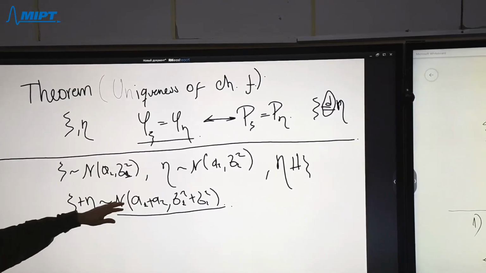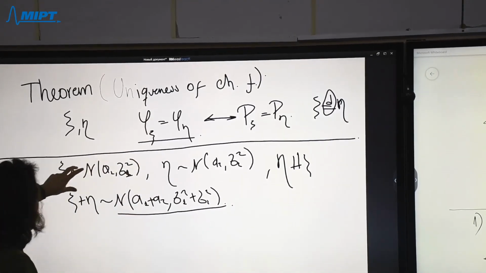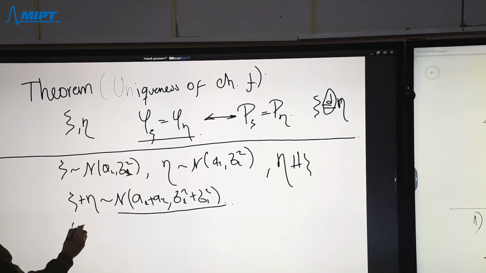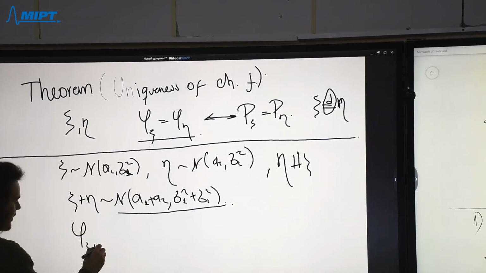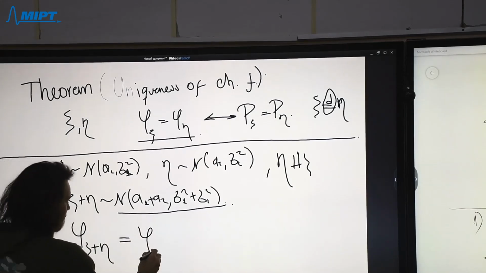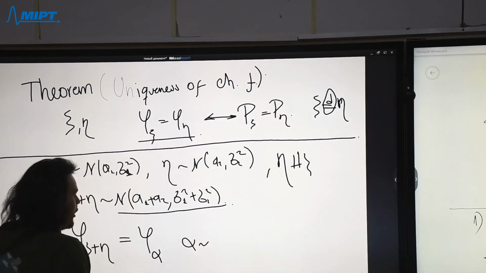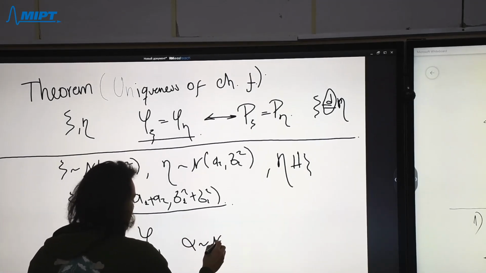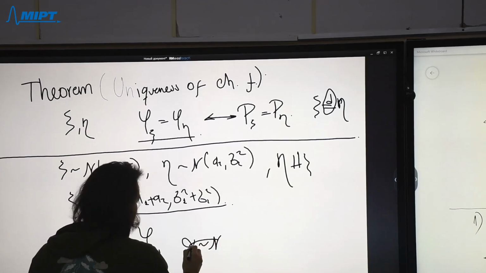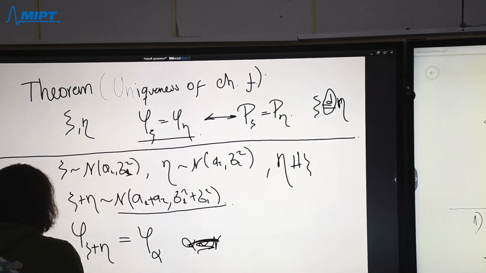But now we can do this easily, because we will obtain that the characteristic function of Psi plus eta is exactly the same as the characteristic function of alpha, where alpha has a normal distribution. But we can forget about this.